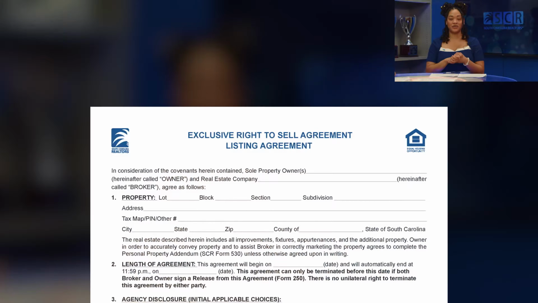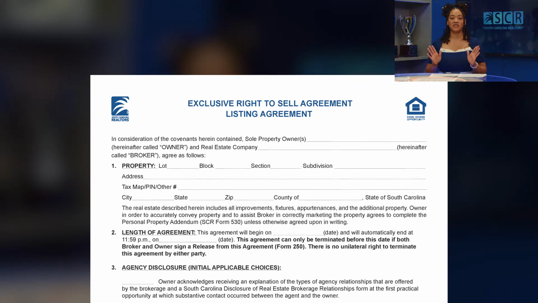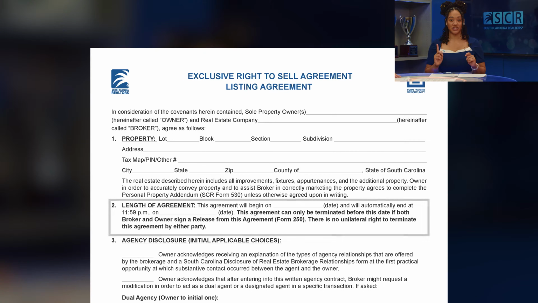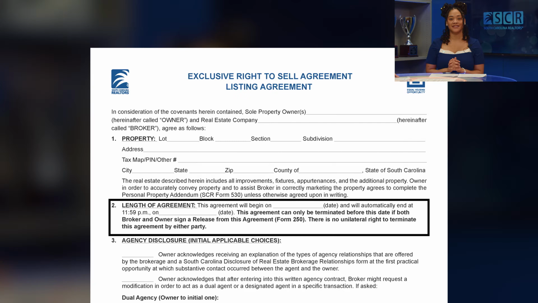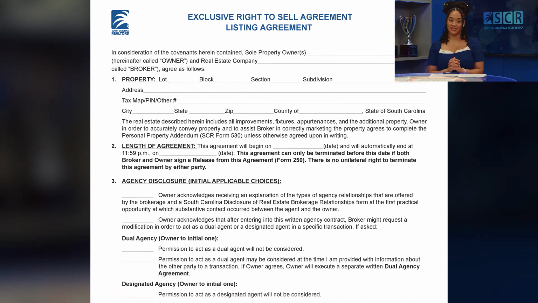Sections 1 and 2. The first page of the contract identifies the parties and the specific real estate being listed. Pay close attention to the length of agreement in Section 2. This is where you define exactly when your authority to market the property begins and ends.